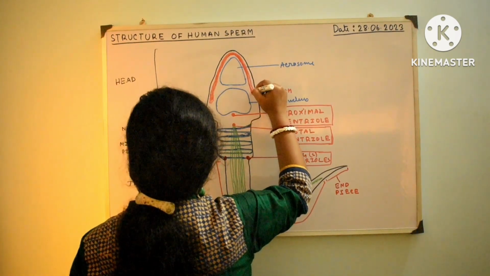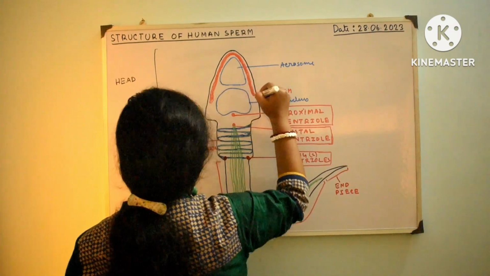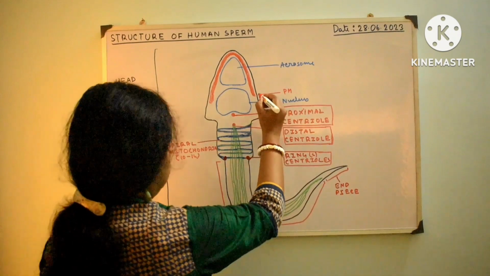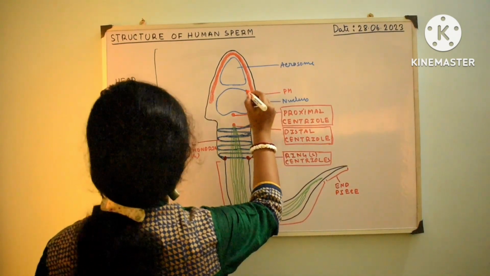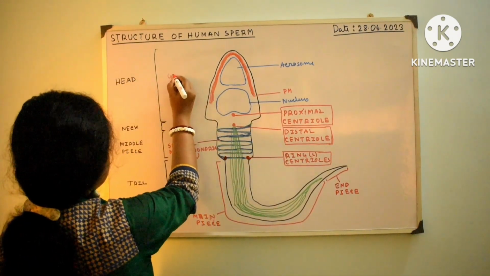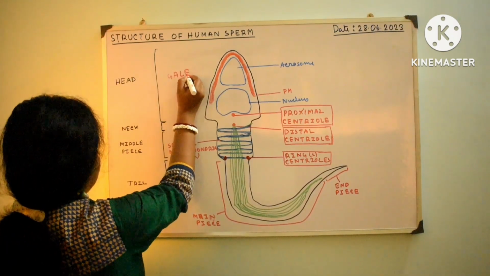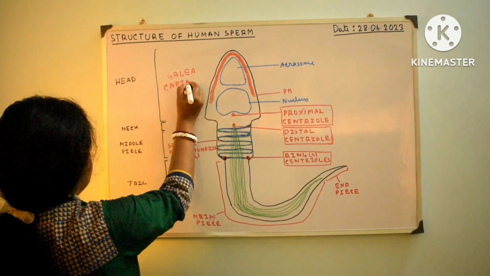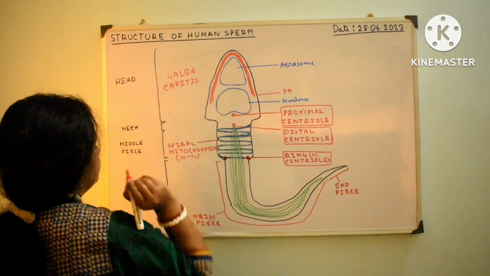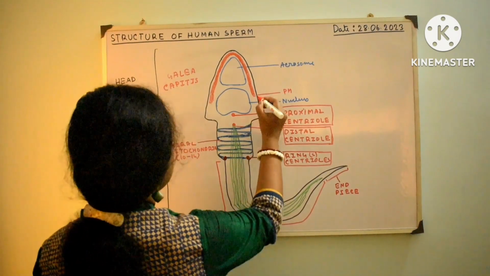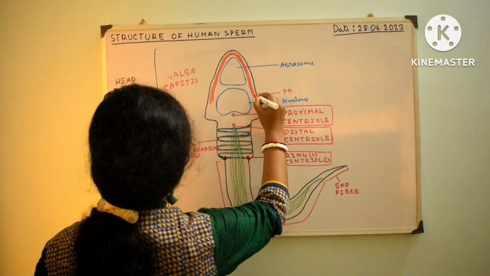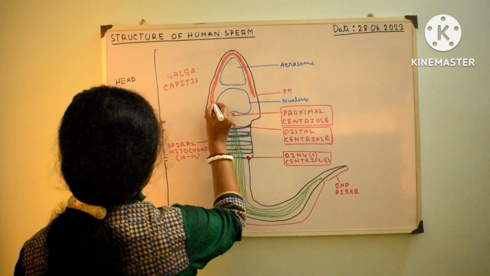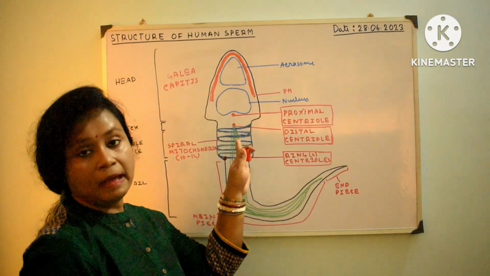And this layer is known as galea capitis. Okay, and there will be a gap, not continued. This will cover almost 2/3 of the head.